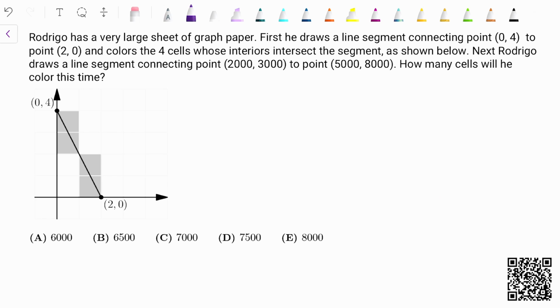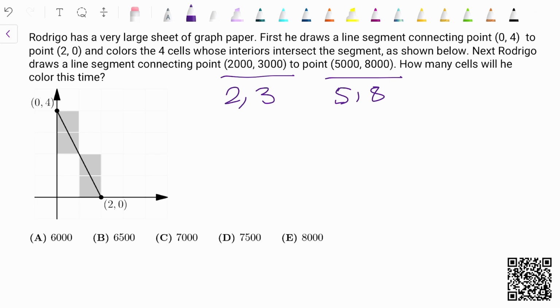Anyway, since (2,000, 3,000) and (5,000, 8,000) are a pretty big jump from our (0, 4) and (2, 0), we don't really know how to graph that. That's a lot of cells it's supposed to cover. But that's only if you use the standard scale. If we divided all of these by 1,000, then we would just get (2, 3) and (5, 8), which is a lot easier to graph and also a lot easier to find the slope of.